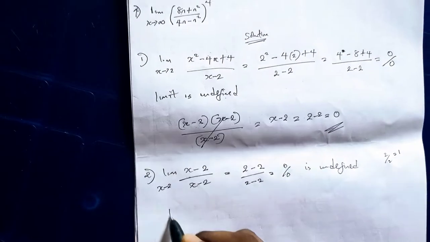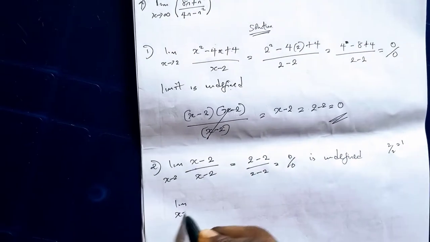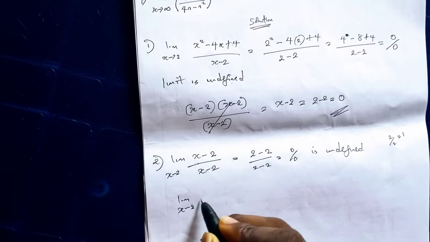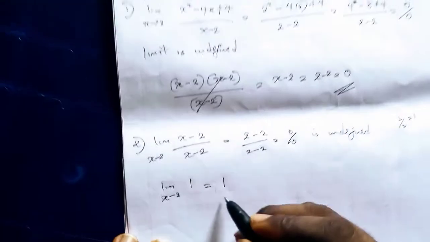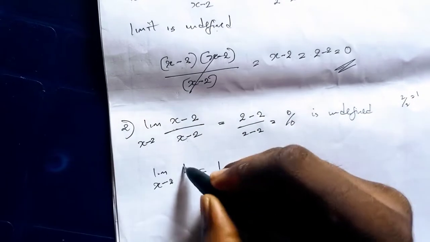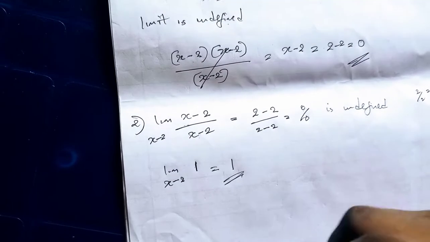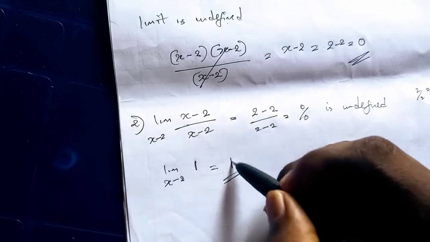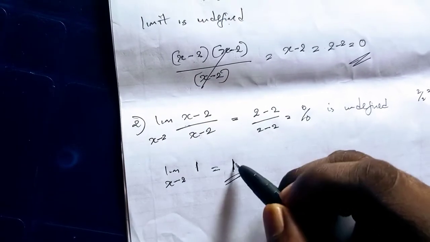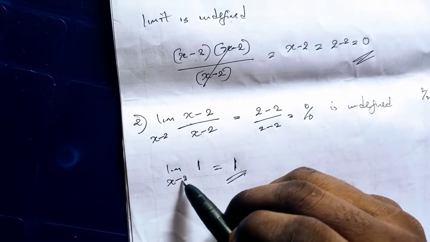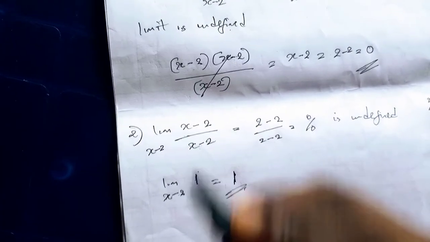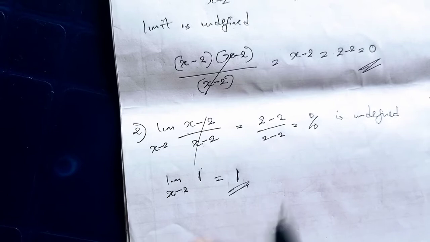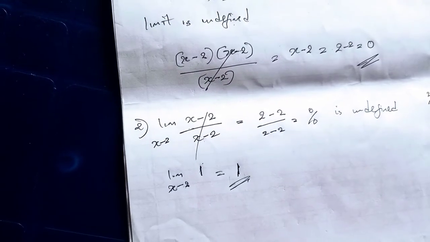Then we can write the limit as x approaches 2 of 1, which is equal to 1. So this is our answer. The limit of a constant is that same constant. It doesn't change. So the limit of 1 as x approaches 2 is still 1, and that is my answer.